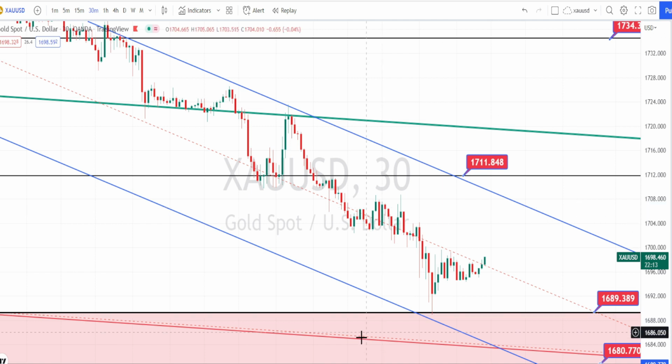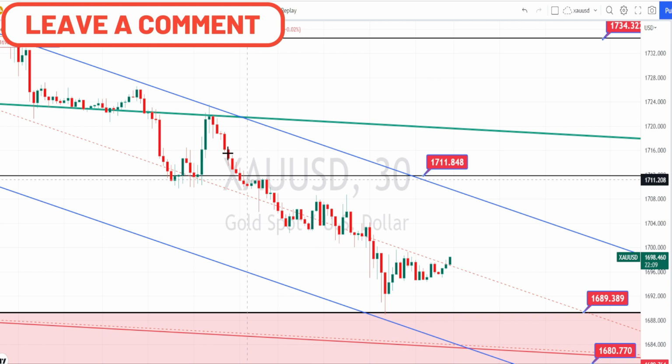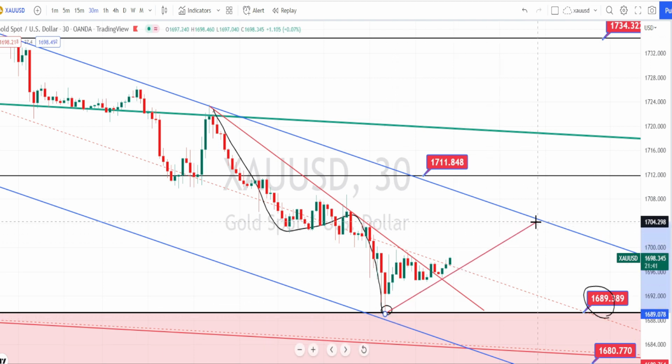I am in the 30 minutes time frame. For the 30 minutes time frame, I am again drawing a resistance line or a trend line. Based on this trend line, we have noticed the price action trend on the bearish side respecting this resistance line, and currently the price action has taken support on the higher time frame support level of 1689, and we are noticing the price action retrace on the bullish side.